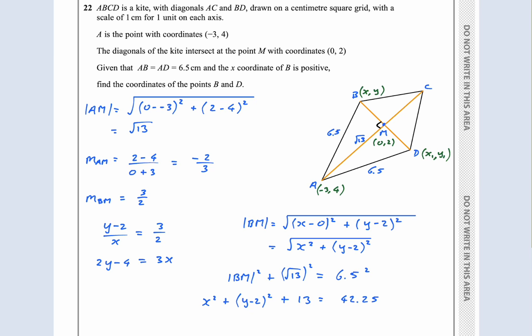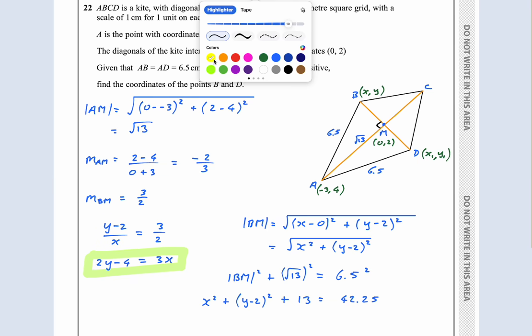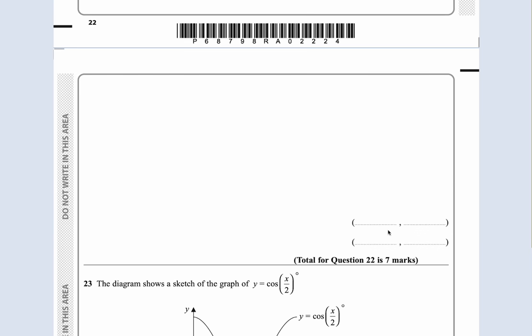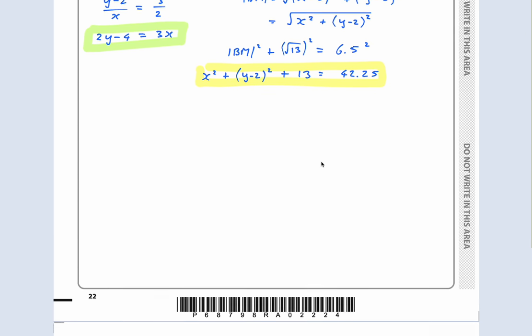I have two equations. I have my linear one and I have my non-linear one. So this question has now become a simultaneous equations question where one of the equations is non-linear. So it's a difficult question without any of the kite. Or if you were just given this and this, it's a difficult question. But the fact that you're given a kite and everything else means it's a really hard question. And it is 7 marks, and it is question 22.